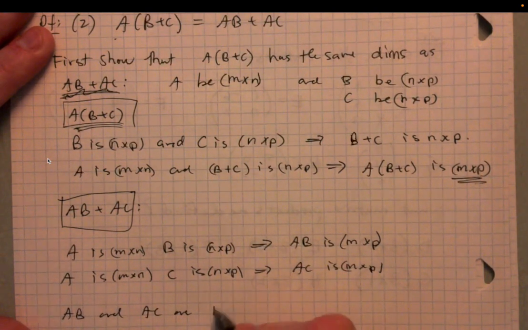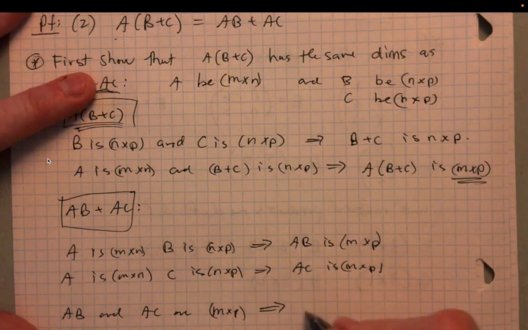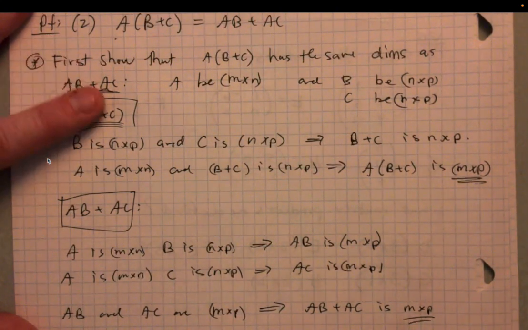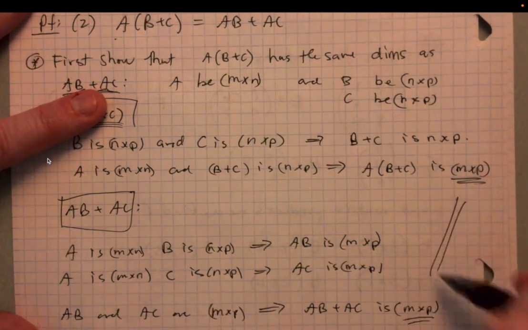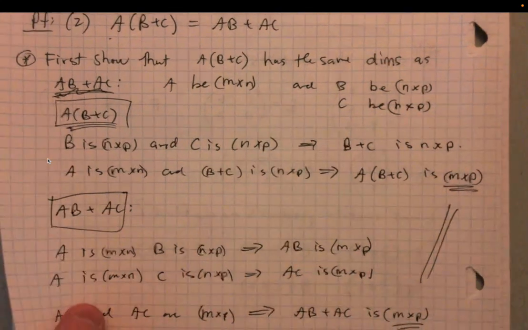AB and AC are m by p, and that's going to imply that AB plus AC is m by p. Okay, and so that's exactly what we need to show for this first part. So the two matrices have the same dimensions, which means they have the same number of entries, right? And so now all we need to show is that an arbitrary entry from each of these matrices is going to be calculated the same way. Okay, so let's see if that works.